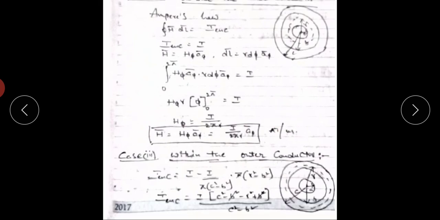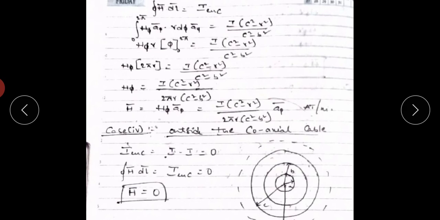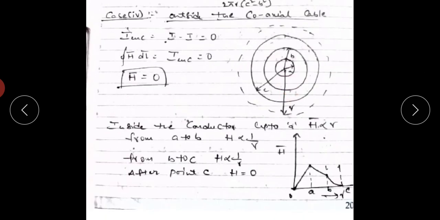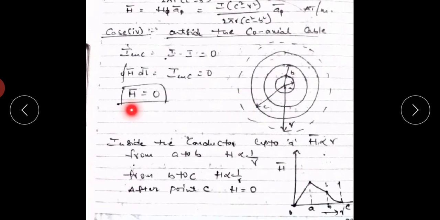Next, from B to C, inside the outer conductor, this is the magnetic field intensity expression. Here also, by increasing R, the magnetic field intensity decreases. So from B to C also the magnetic field intensity decreases by increasing R. Finally, at point C and outside the outer conductor, the magnetic field intensity value becomes 0 like this. This is the graph of magnetic field intensity versus distance.